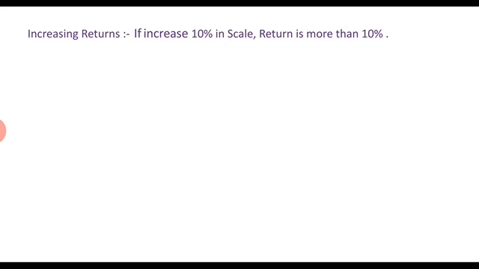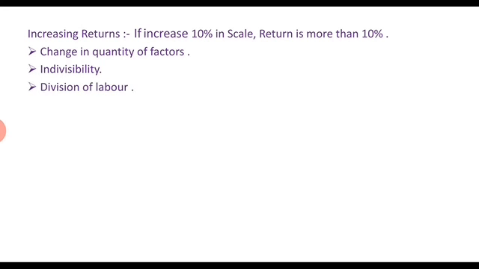Increasing returns. If an increase of 10% in scale gives returns of more than 10%, it is called increasing returns. Causes of increasing returns: changes in quantity of factors is possible and indivisibility is decreased, possibility of division of labor, internal and external economies are available to the firm.